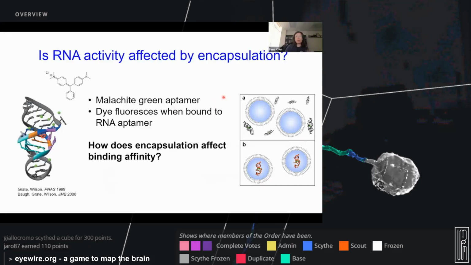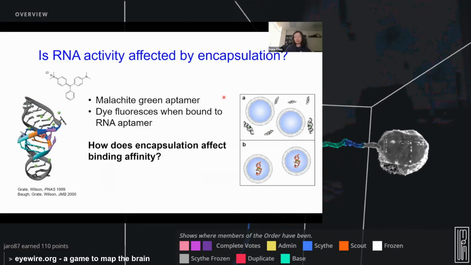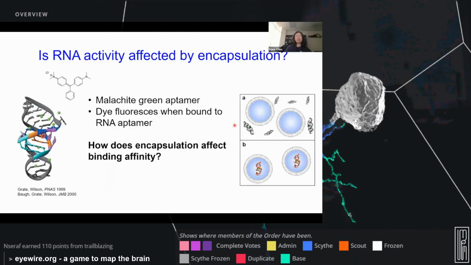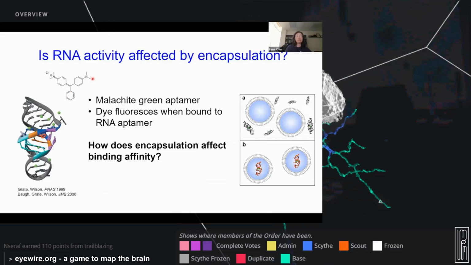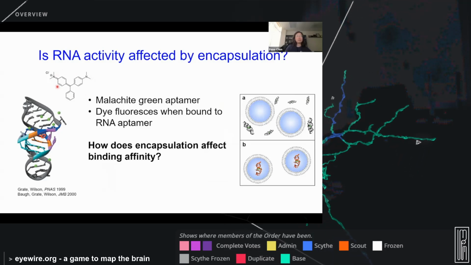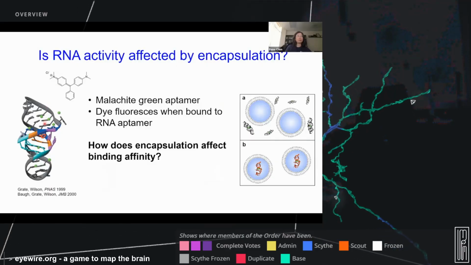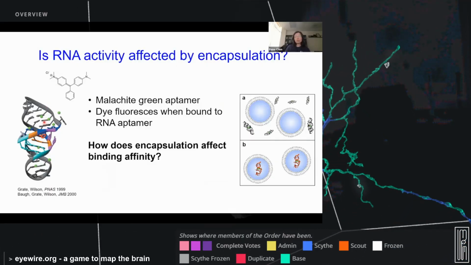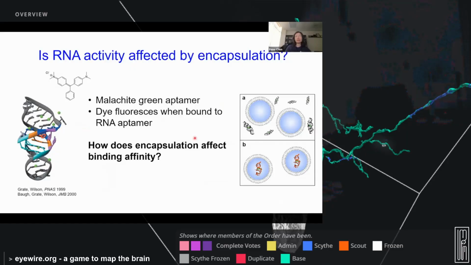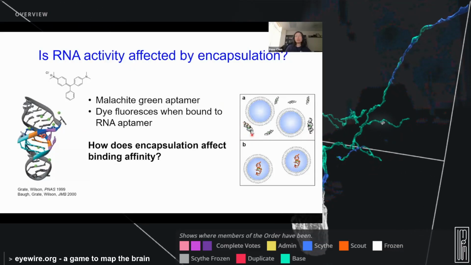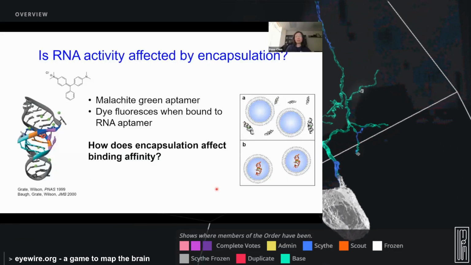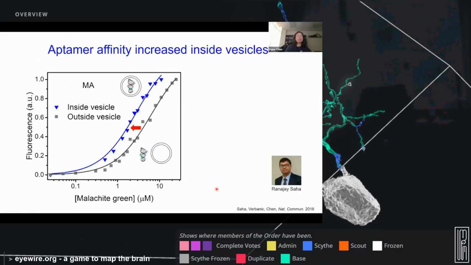The first experiments we ever did on this were to encapsulate the malachite green aptamer. This is an aptamer that binds to the small molecule malachite green and causes the molecule to fluoresce when it's bound to the aptamer. So activity is really easy to monitor by fluorescence. We simply asked, if we have malachite green aptamer outside the vesicles versus inside the vesicles, does encapsulation affect binding? And the answer is yes.